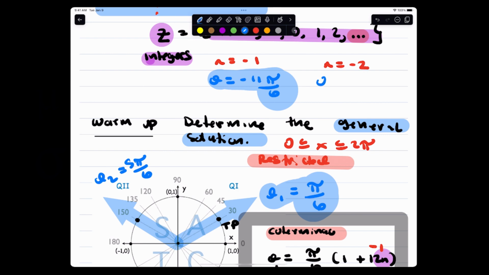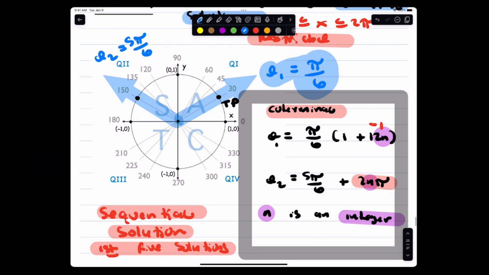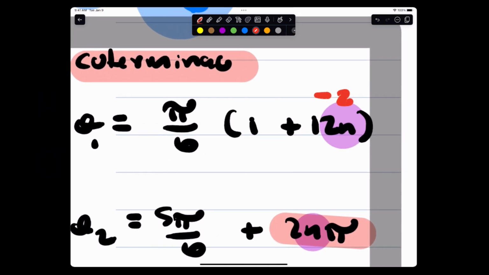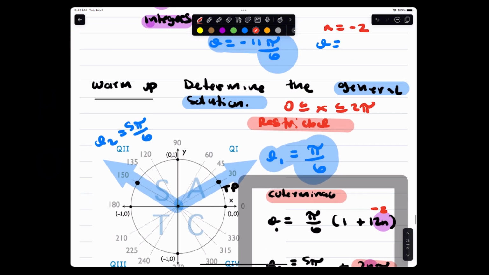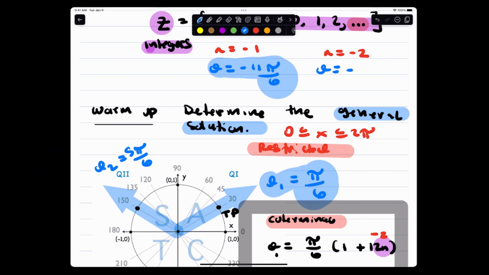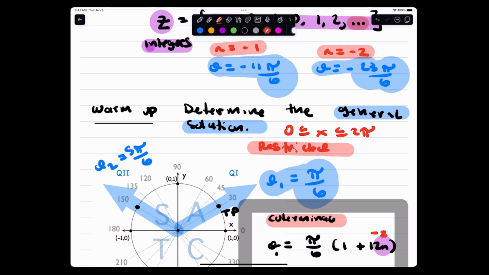-2. So if n is -2, what's 12 times -2? -24. What's -24 plus 1? It's -23. So we get -23 what? Pi over 6. So there you go, ladies and gentlemen. -11 pi over 6 and -23 pi over 6.